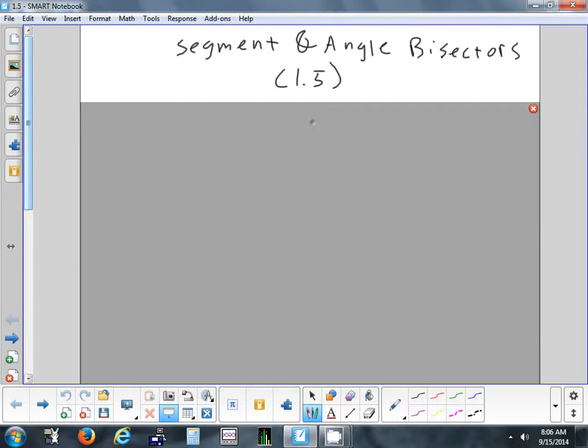All right, so today we're going to look at 1.5. Okay, 1.5 is on segment and angle bisectors. As we said earlier, bisecting something means to cut it in half. So we're going to learn how we can use the two tools I've mentioned in geometry, a compass and a straight edge, to cut a segment in half and cut an angle in half.